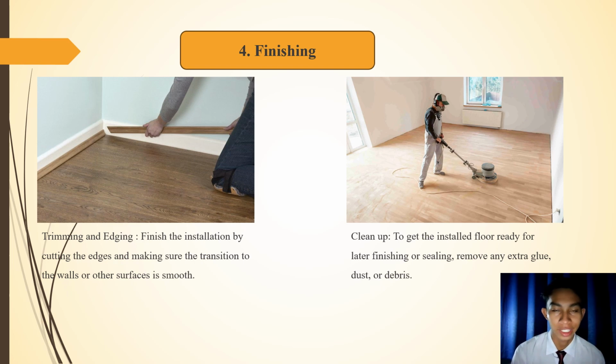Lastly, finishing. After all the installation of plank timber floor finishes, you need to do trimming and edging to finish the installation by cutting the edges and making sure the transition to the wall or other surface is smooth and clean, to get the installed floor ready for later finishing or sealing. Remove any extra glue, dust, or debris.